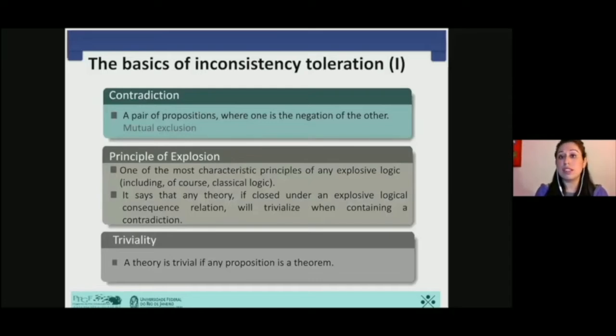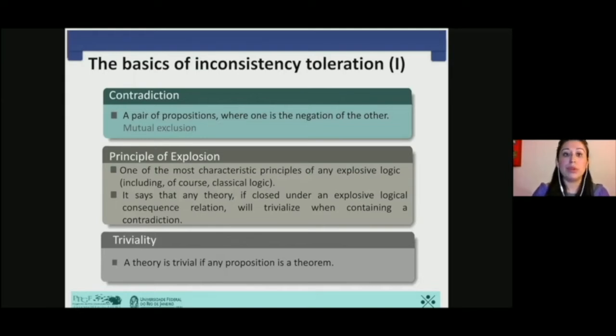So, first of all, the basics of inconsistency toleration. Take a contradiction to be a pair of propositions where one is the negation of the other, and we have the intuition that when you find a contradiction, the two elements that are part of it are mutually exclusive. We also have the principle of explosion, one of the most characteristic principles of any explosive logic, including, of course, classical logic. It says that any theory closed under an explosive logical consequence relation would trivialize when containing a contradiction. And a trivial theory is one in which any proposition is a theorem.